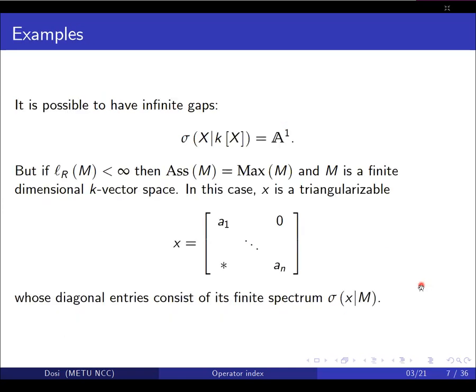Well, the gaps again can be quite huge. So you may have just as a gap, for example, this guy is a domain, so the spectrum of the multiplication operators can be all the field K. Well, but if the length of the module is finite, then all the stuff looks like very linear algebra, like associated primes, they're maximal ideals, they're the same. So M turns out to be a finite dimensional vector space, and every X is triangulizable, that is a triangle structure. So you can choose a basis, right? Triangulation, so you have eigenvalues here, and so on.